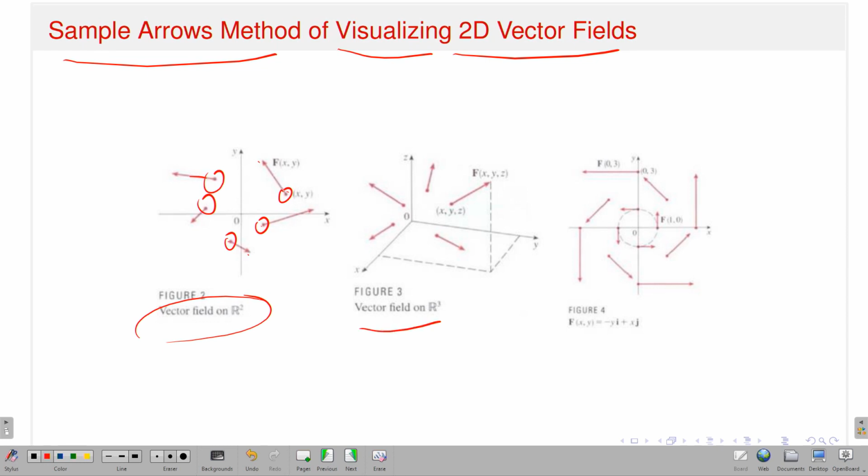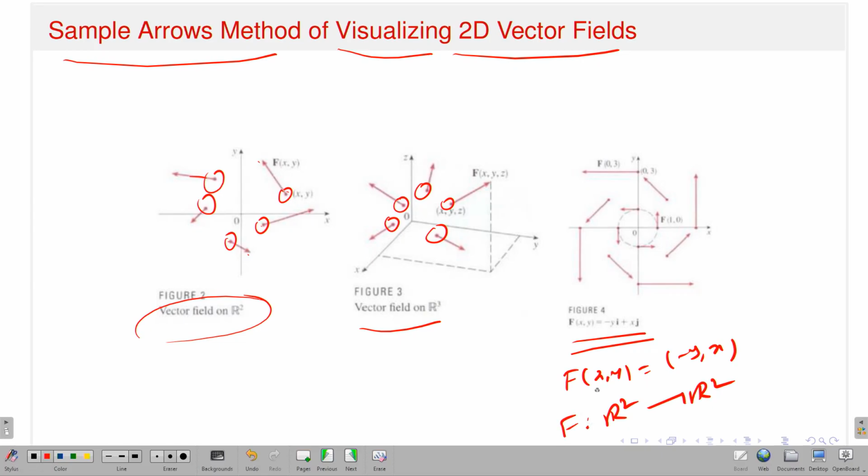What is the vector field in R3? Again, do the same thing. These are the sample points, and at each point you have the corresponding vector in R3. So that's what is called the sample arrows method of visualizing. Now this one, as I just discussed, is the corresponding vector field f of x y, which maps to minus y comma x. So this is a map from R2 to R2, and at each x y, I am associating a vector with the direction minus y comma x and the same magnitude.